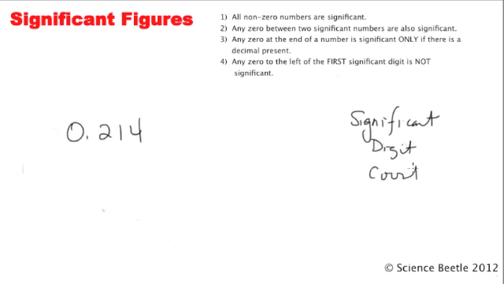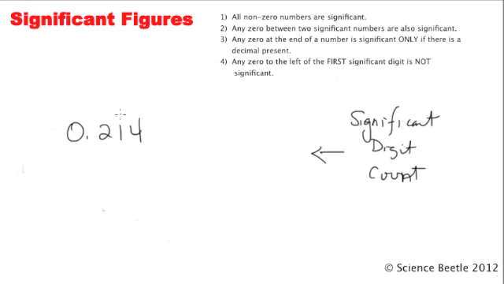Let's say that we have this problem here, 0.214, and we have to figure out how many significant digits we have. I'm going to designate over here the significant digit count, and I'll erase it as we go through, but that way we know what the digit count is. In fact, why don't we just put it here instead. The significant digit count is going to be right there.